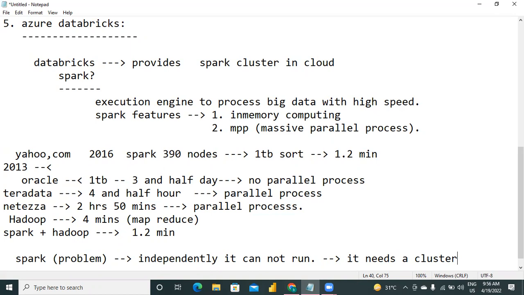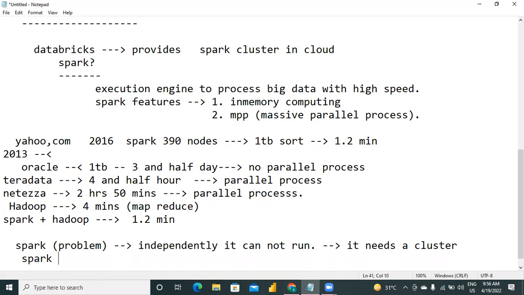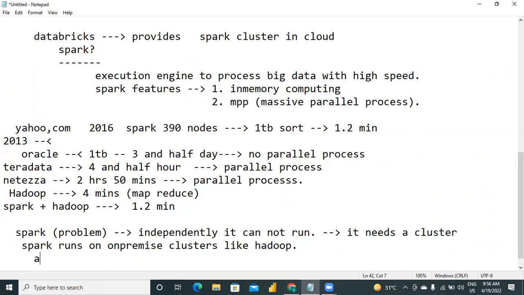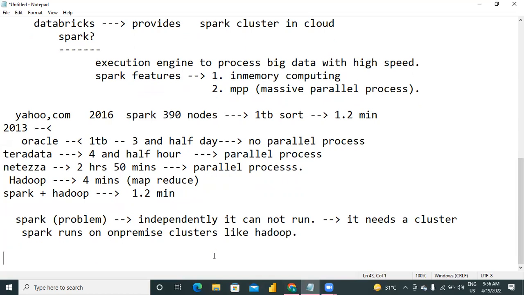Understand? So Spark runs on on-premise clusters like Hadoop. Even in the cloud, in the olden days it was available only on AWS. Nowadays it is available on all other clouds also. Got it? Okay, sir. I'm going to talk about a Spark on-premise cluster with Hadoop.